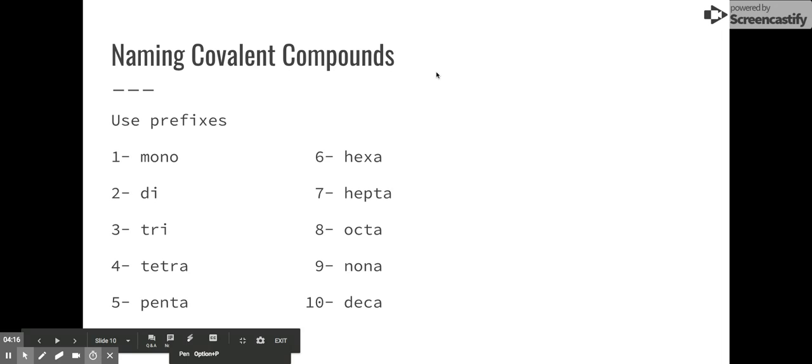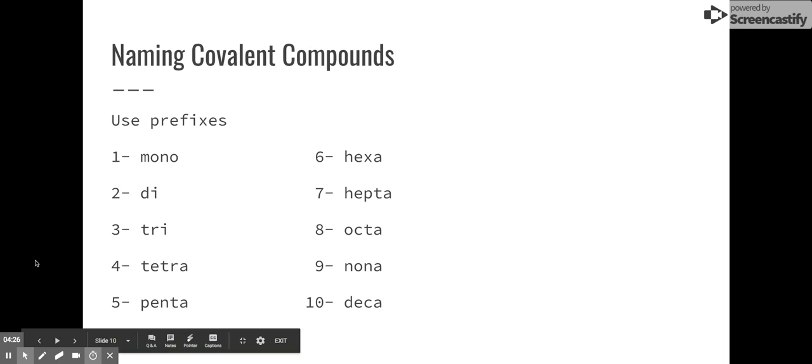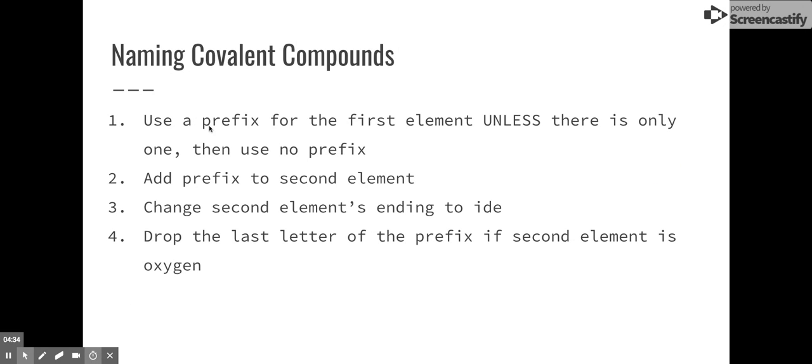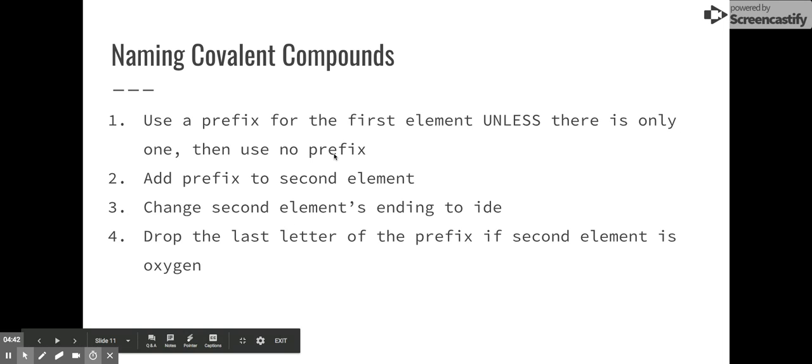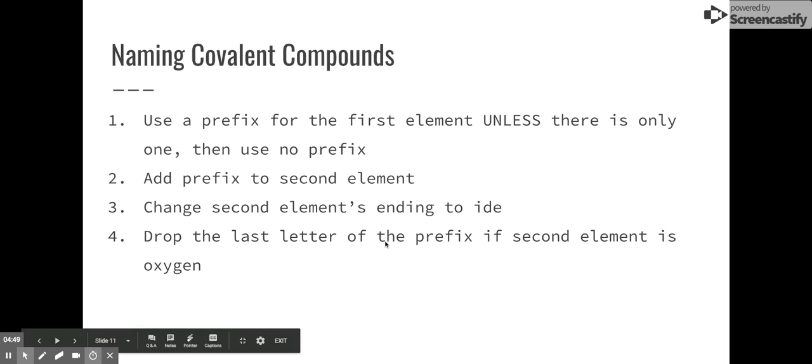Next, we're going to look at covalent compound naming. When we name covalent compounds, we use prefixes such as mono, di, tri, tetra, penta, hexa, hepta, octa, nona, and deca. These you can all memorize, and they're easily memorized from knowing shapes and things like that. And here are the rules for naming them. We use a prefix for the first element unless there's only one of them. Then we wouldn't use mono, and we would use no prefix. We add a prefix to the second element and change the second element ending to "ide." We drop the last letter of the prefix if the second element is oxygen, just so you don't have a double vowel.